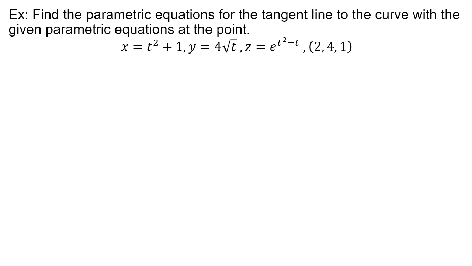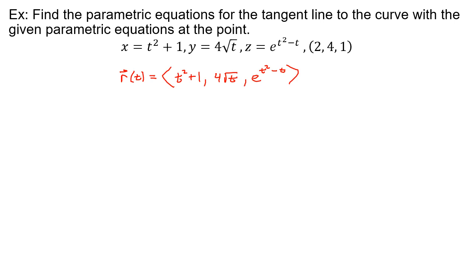Okay, this one says find the parametric equations for the tangent line to the curve with the given parametric equations at the point. So I have an x and a y and a z that are my parametric equations that are all given. And we want to figure out the equations for the tangent line at that point. So these parametric equations are really no different than saying that I have a vector function with t squared plus 1, 4 root t, and e to the t squared minus t.